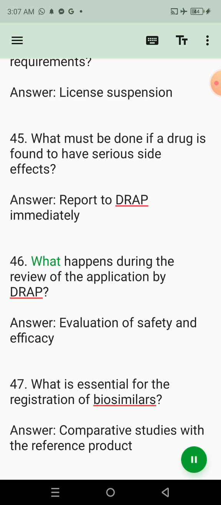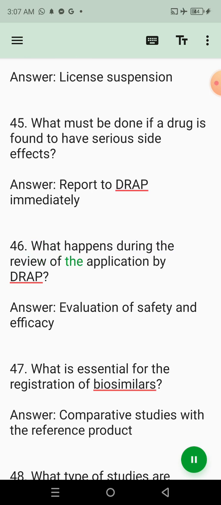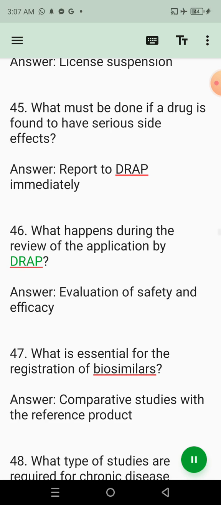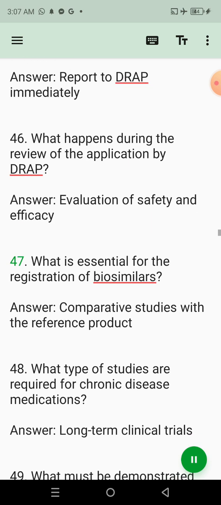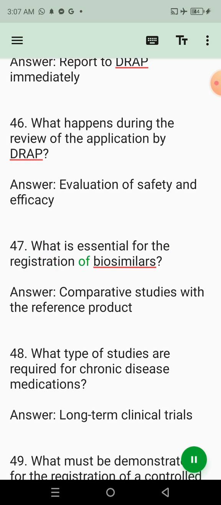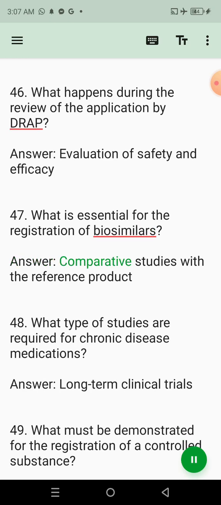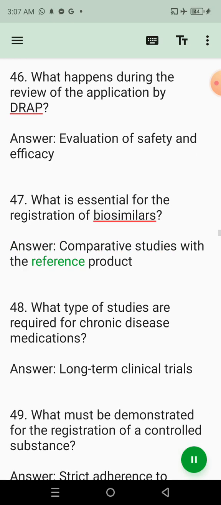46. What happens during the review of the application by DRAP? Answer: Evaluation of safety and efficacy. 47. What is essential for the registration of biosimilars? Answer: Comparative studies with the reference product.